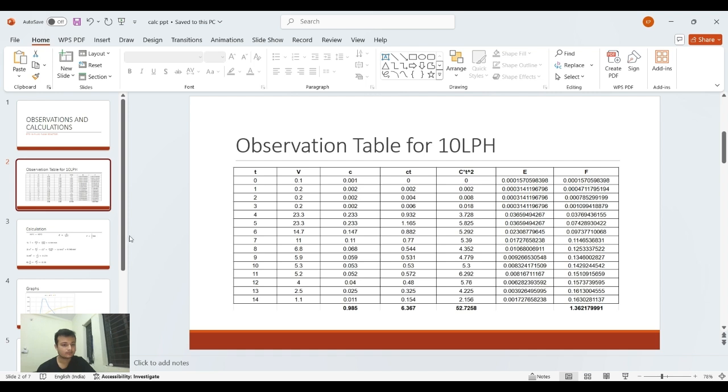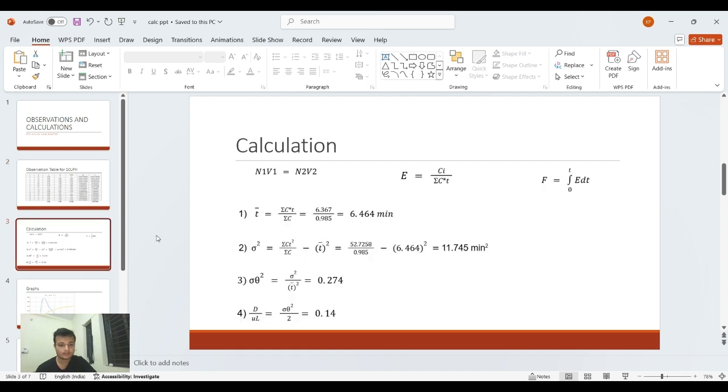And moving to the next part, the first calculation is T bar, that is mean residence time. Mean residence time is the average time a fluid particle spends inside a system before exiting, and the formula is summation of Ct upon summation of C.